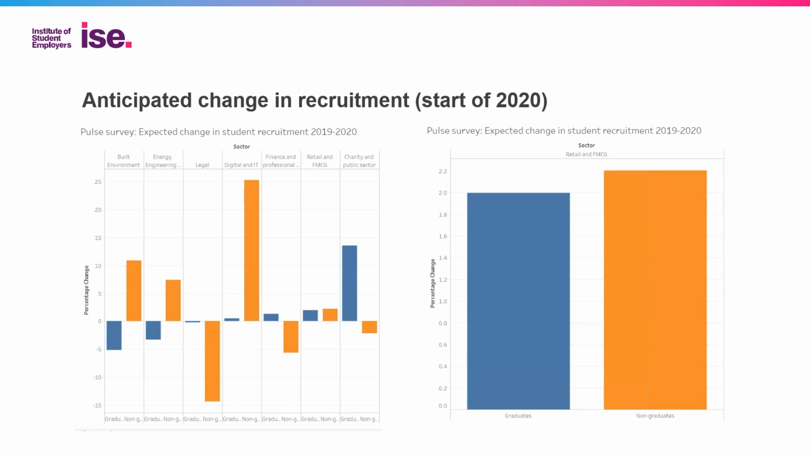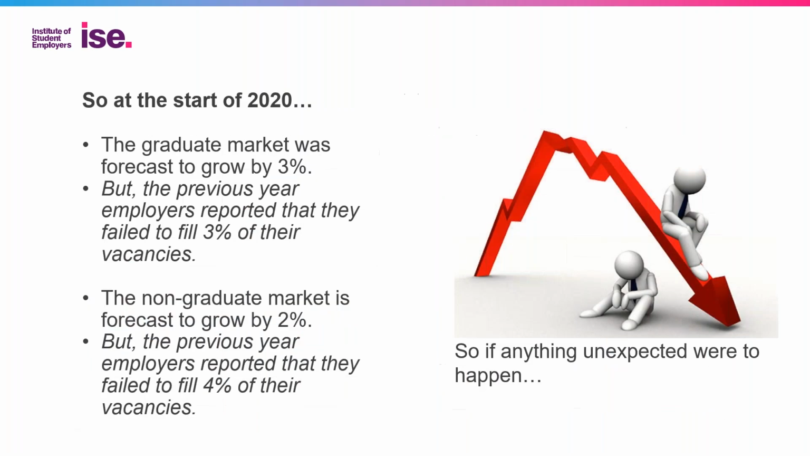So what we concluded from this was that the graduate market overall was forecast to grow by 3%, but we also noted that the previous year employers reported that they failed to fill about 3% of their vacancies. And in the non-graduate market, so the apprentice market, it was forecast to grow by about 2%. In the previous year, employers reported that they failed to fill about 4% of their vacancies.